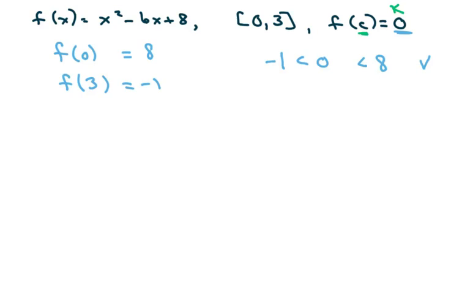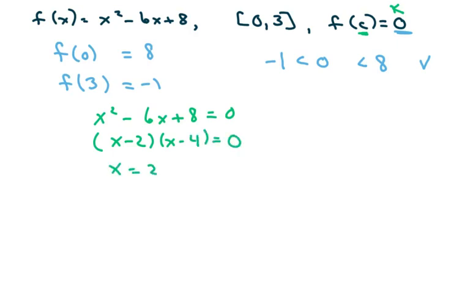So we write it out, x squared minus 6x plus 8 equals 0. I'm going to factor. We get x equals 2, and x equals 4. This one's not in our interval, so we only have x is 2. Therefore, f of 2 equals 0.